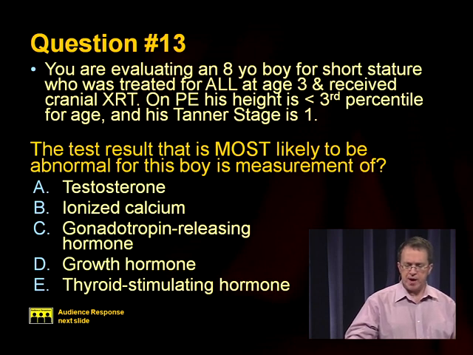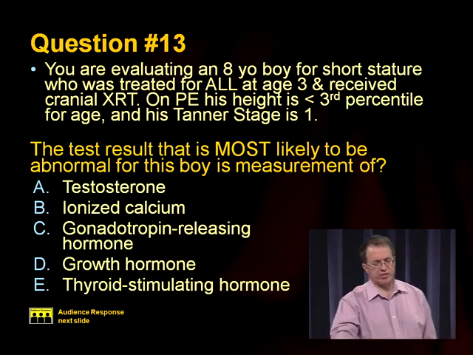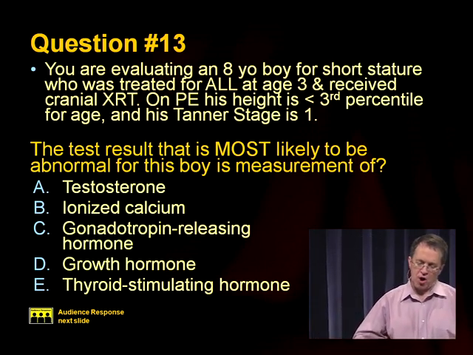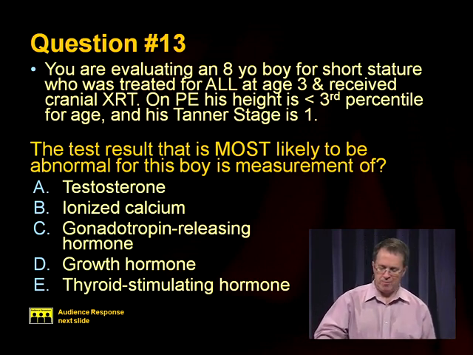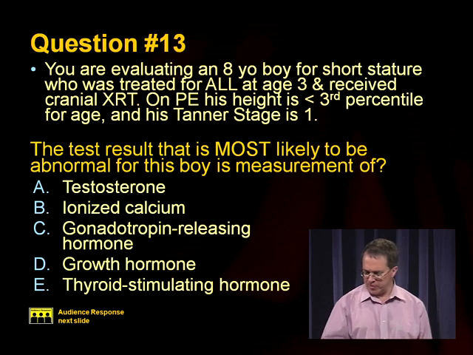On physical examination, his height is less than the 3rd percentile for age, and his Tanner stage is 1. I got this question from a colleague, and not being a particularly tall guy, I kind of find this question a little biased, but we'll go with it. The test result that is most likely to be abnormal for this little dude is testosterone, ionized calcium, gonadotropin-releasing hormone, growth hormone, or thyroid-stimulating hormone.